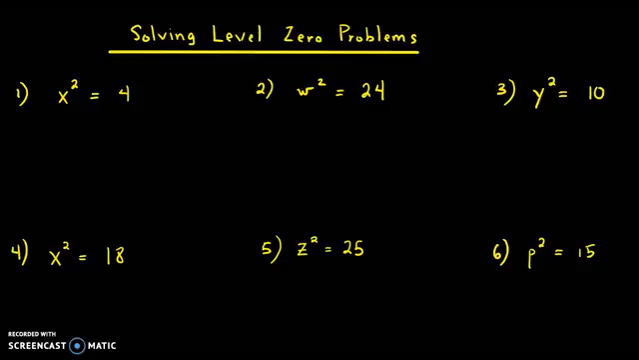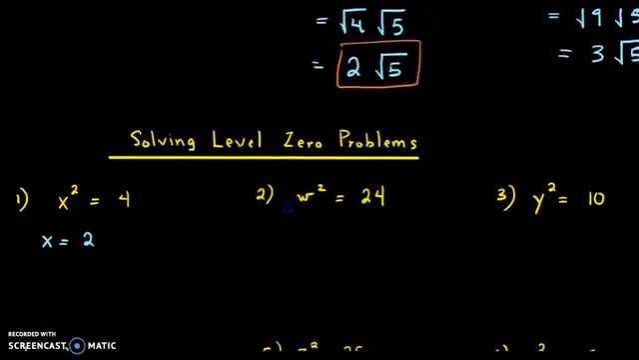Let's start with number 1. We have x squared is equal to 4. So what this problem is saying is you want something squared, something times something, to be 4. It might be really easy for you to see that the answer is going to be 2, or at least I should say one of the answers is 2. If you think about this, 2 squared, 2 times 2 is 4.